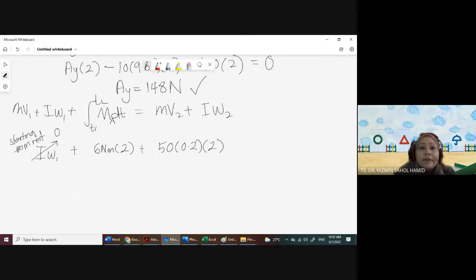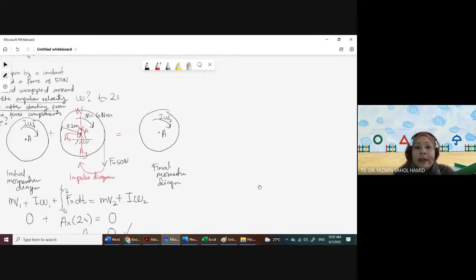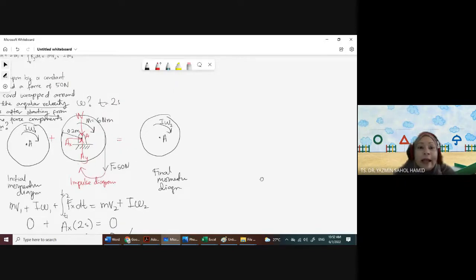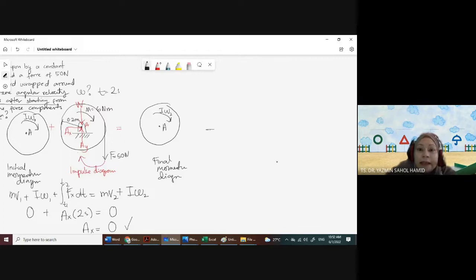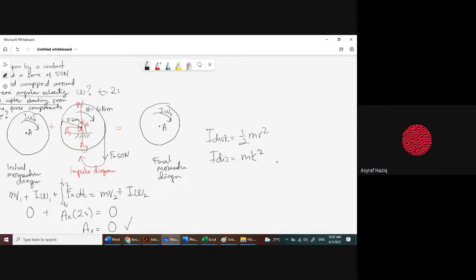Okay. So kembali balik ke sini. Alright. Okay. Anything else? Ada lagi tak? Itu saja. Okay. Equals to I omega 2. So basically untuk final momentum, final diagram ni kita ada sebab dia rotate kita adalah I omega 2 ni. So kita kena calculate I dululah. So how do you calculate I? You nak pakai formula mana? 1/2 mr squared atau you nak pakai formula mk squared?